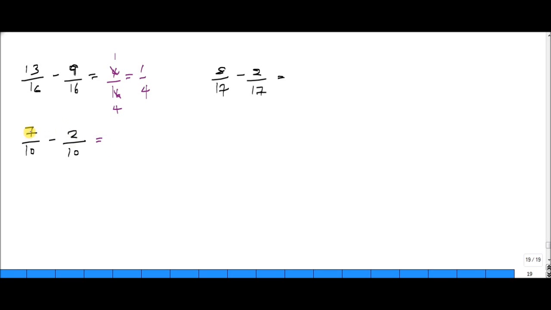We have 7/10 minus 2/10. 2 from 7 would leave us with 5/10. 5 into 5 one time, and 5 into 10 goes 2 times, which would leave us with a half. And we have 8/17 minus 2/17. 2 from 8 would leave 6/17. So that is all we need to know about subtraction of fractions with like denominators. Once the denominators are the same, we focus on the numerators and we just go across, add or subtract as the case may be.